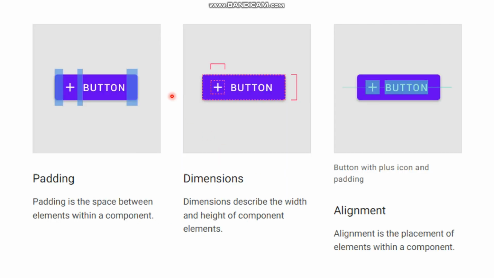How about this one, padding? Padding is the space between elements within a component. Like this one, the space from here to here, here to here, here to here. Dimension is the width and the height of the component or the button. And then the next is alignment. Alignment is the placement of elements within a component.